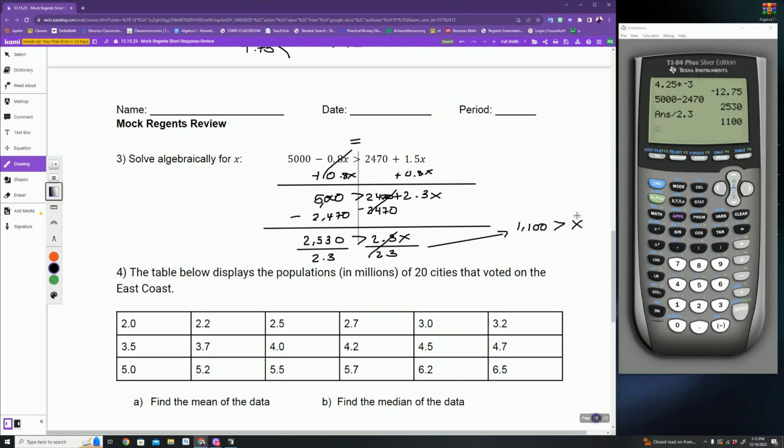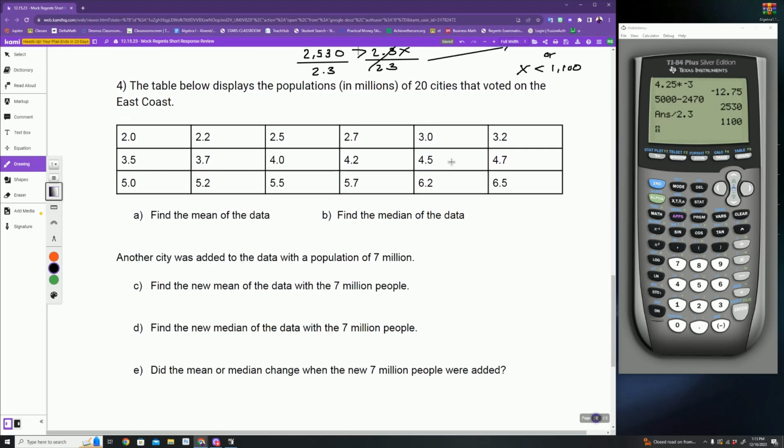But one thing we can do, if you have the variable on the right side, to make it more comfortable to read, if you prefer, is flip everything around so the variable is on the left. This is the same as saying x is less than 1,100. So the solution is all values or all numbers less than 1,100.